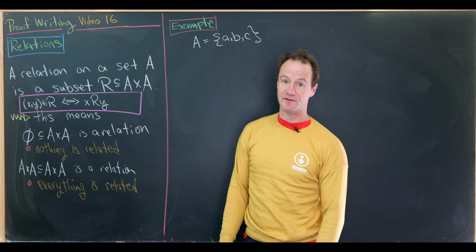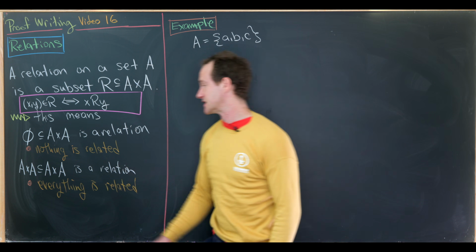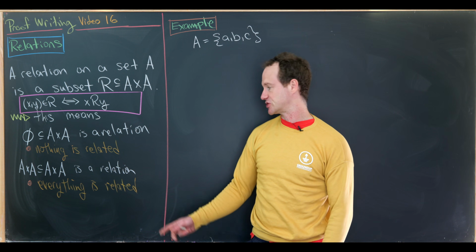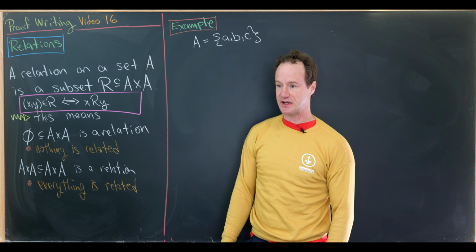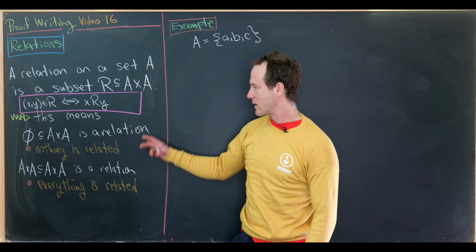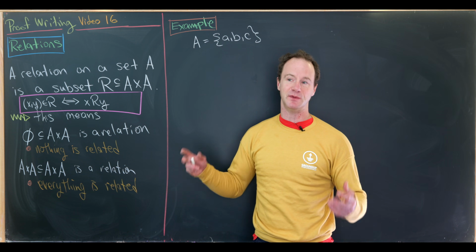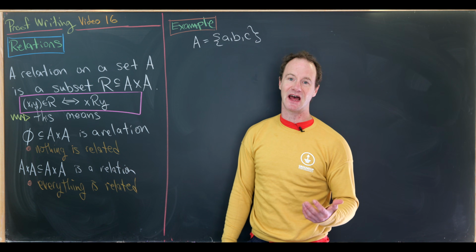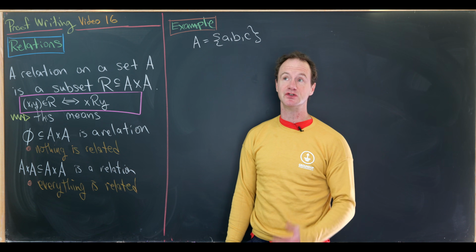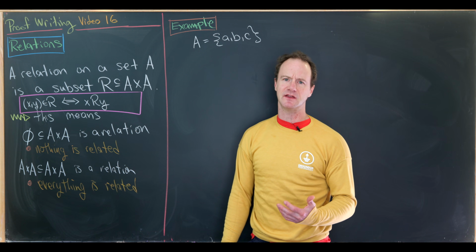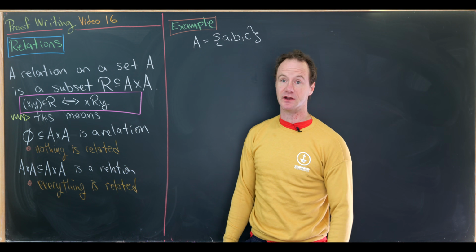Whereas at the other end of the spectrum, A cross A is a subset of itself, and that's almost like too much. That says that everything is related. And so of course, to have meaningful relations, we probably need something in between here. That would be most interesting. And also, we'd probably like those relations to have certain conditions, and we'll introduce those conditions as we move through this video, and we'll study them more in upcoming videos.